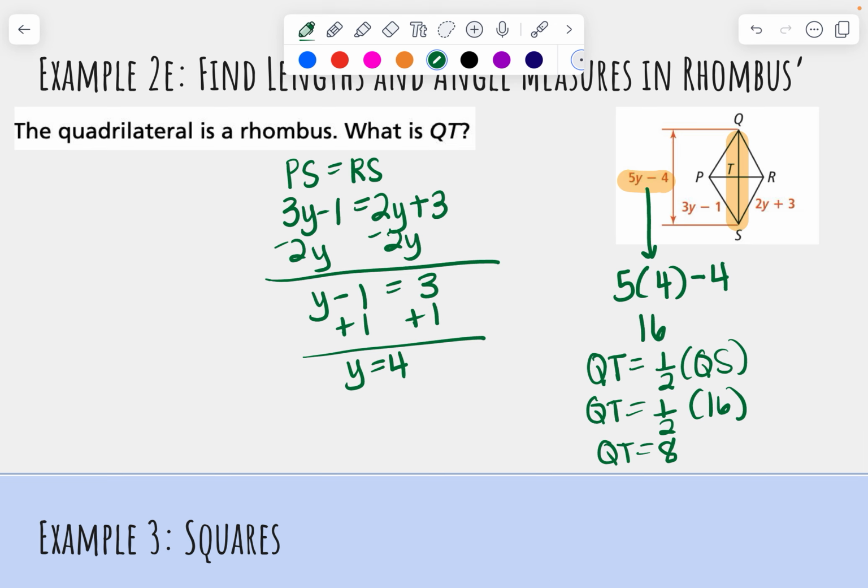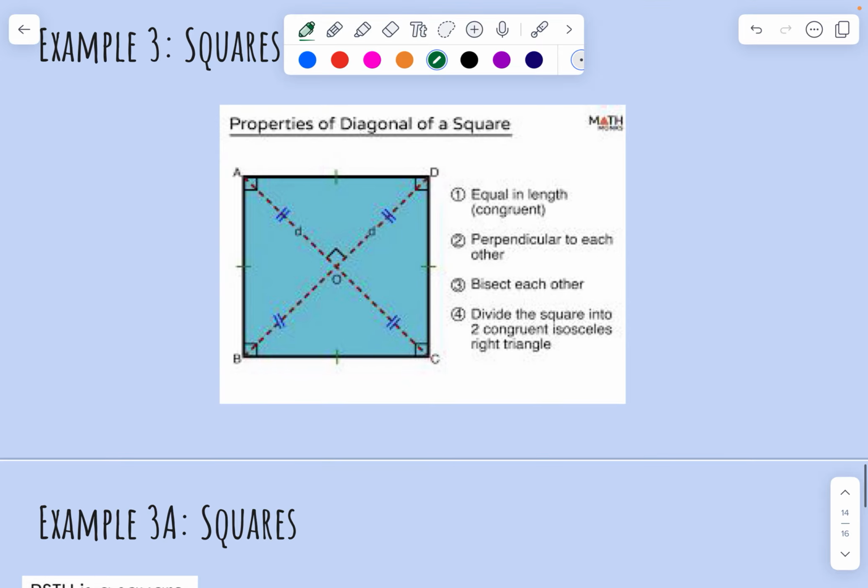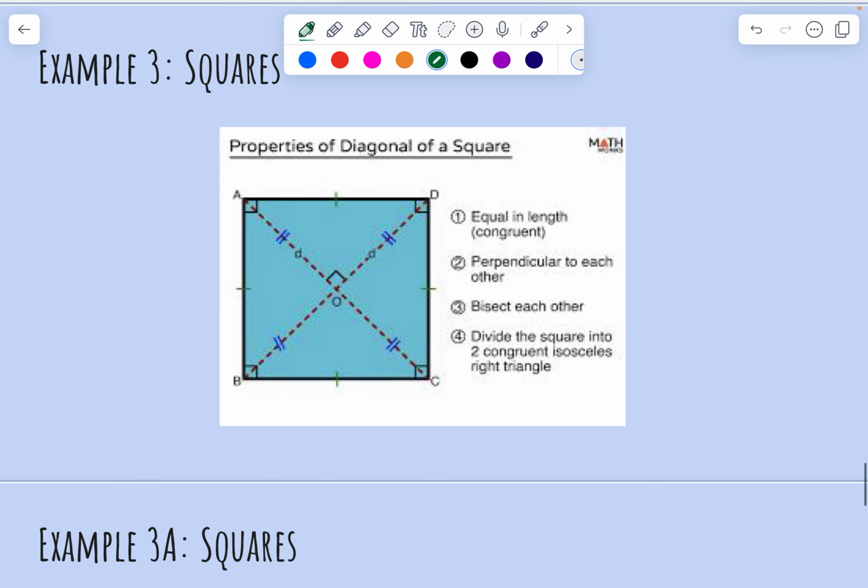All right, lastly here, we're going to talk about squares. A square is actually a combination of a rectangle and a rhombus. So everything that's true about a rectangle is true about a square. Everything that's true about a rhombus is true about a square. So I know that all of my sides are equal.